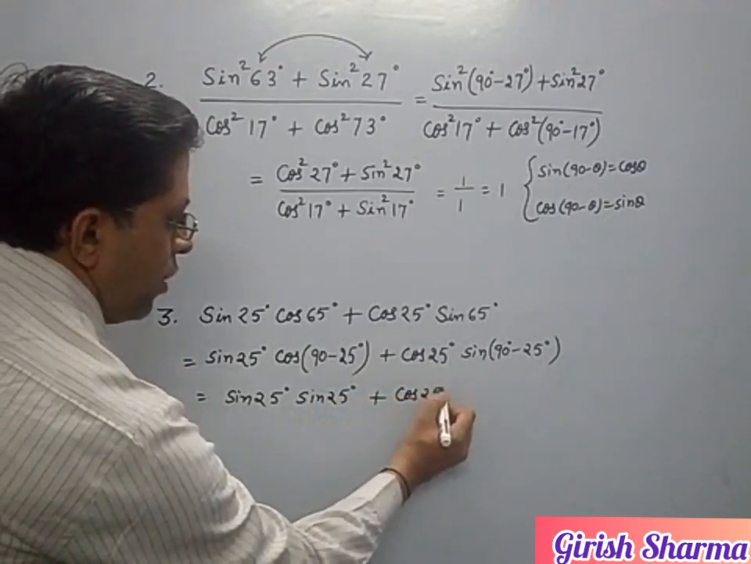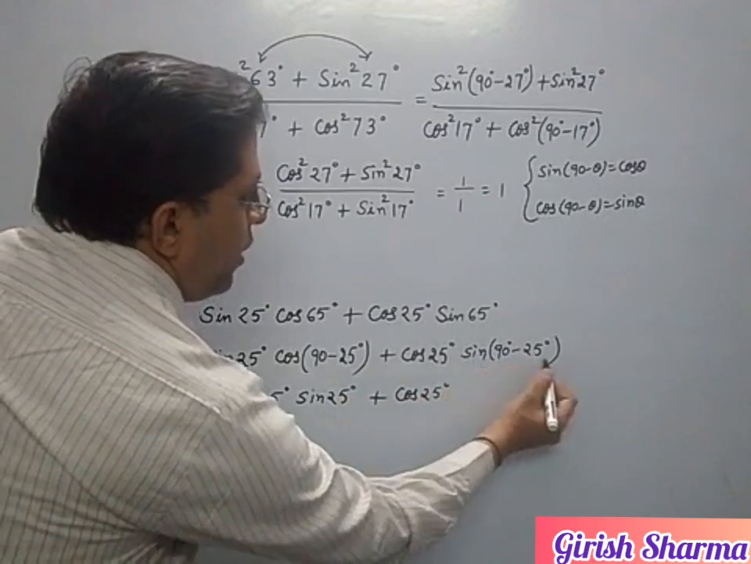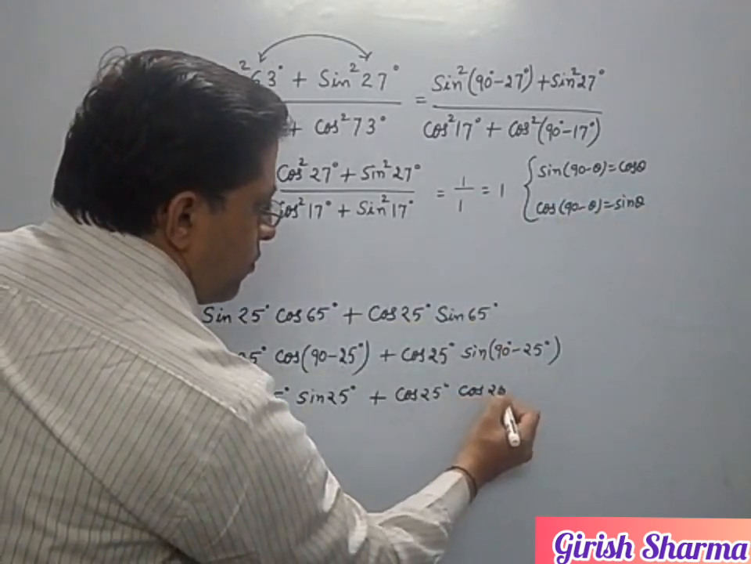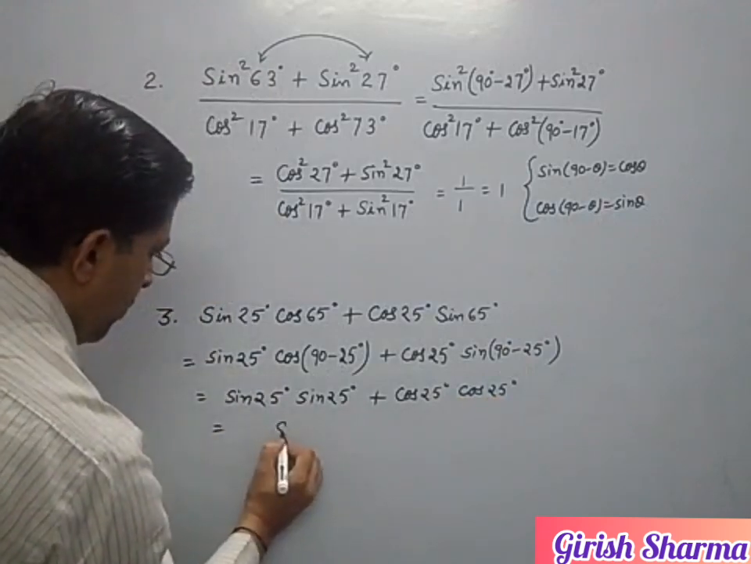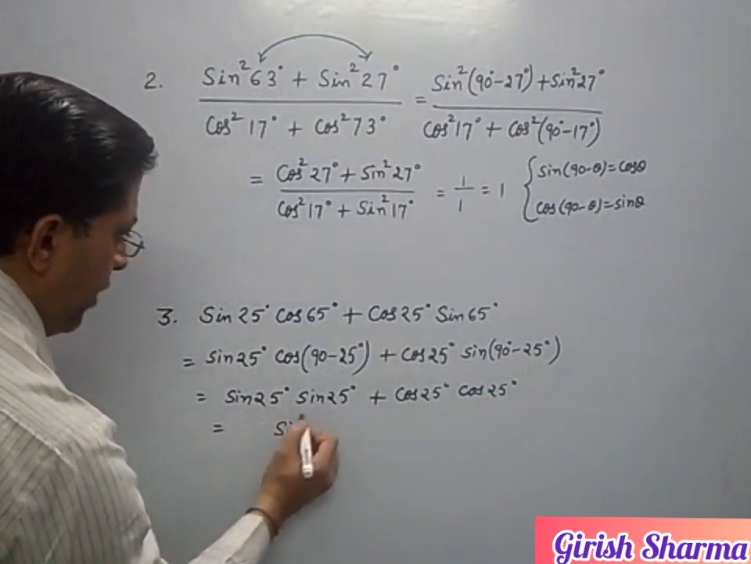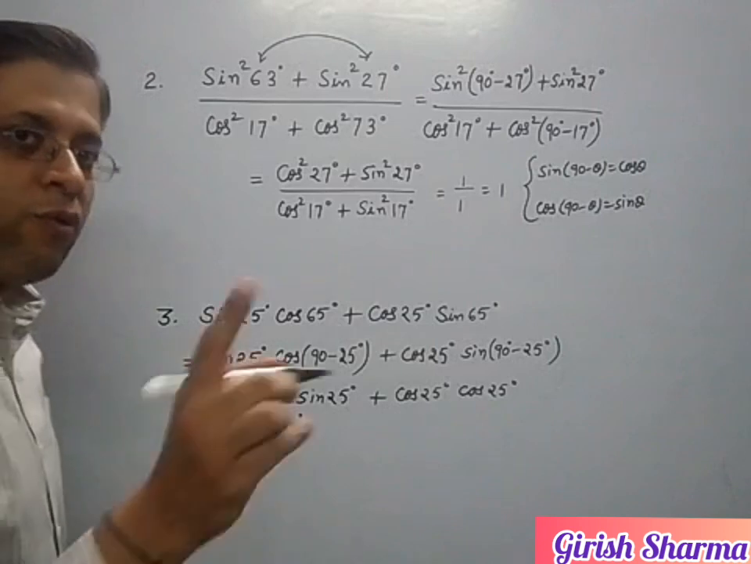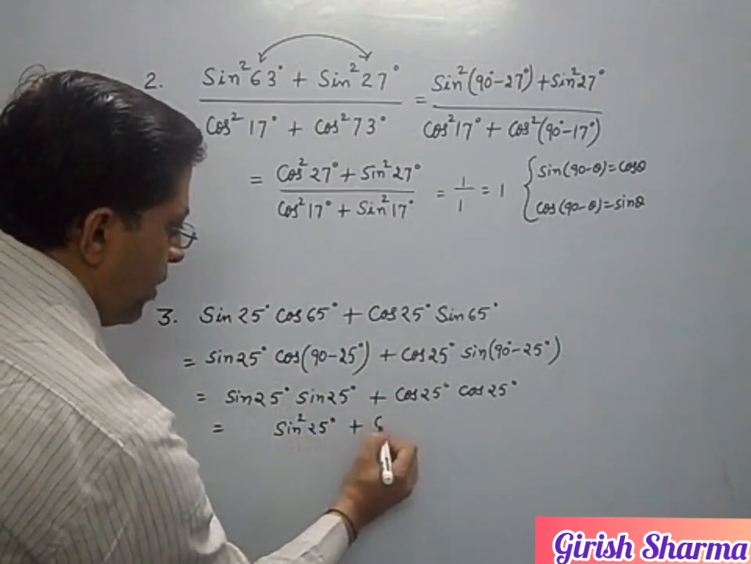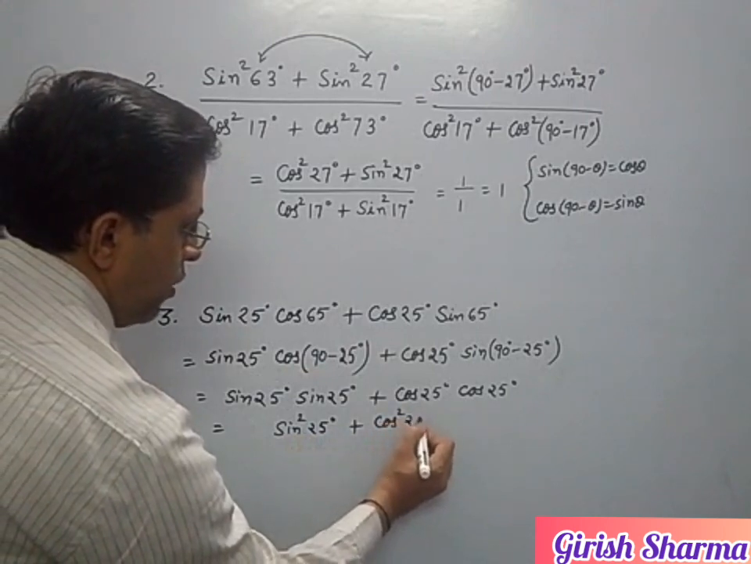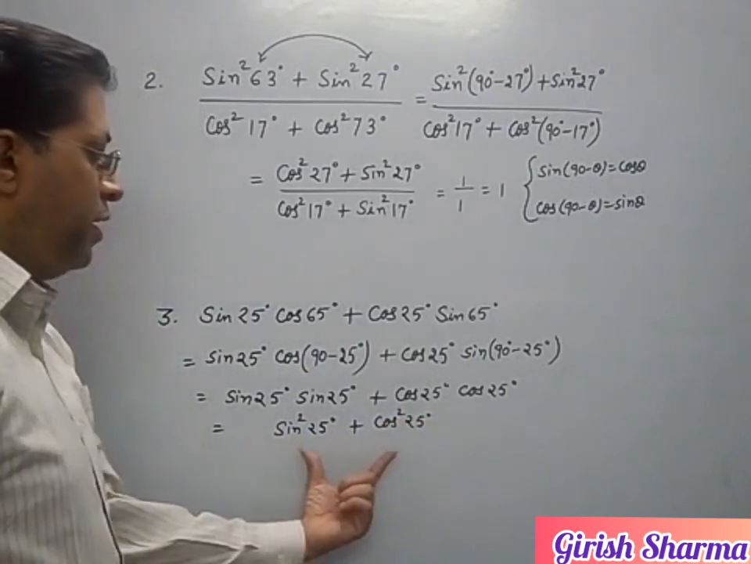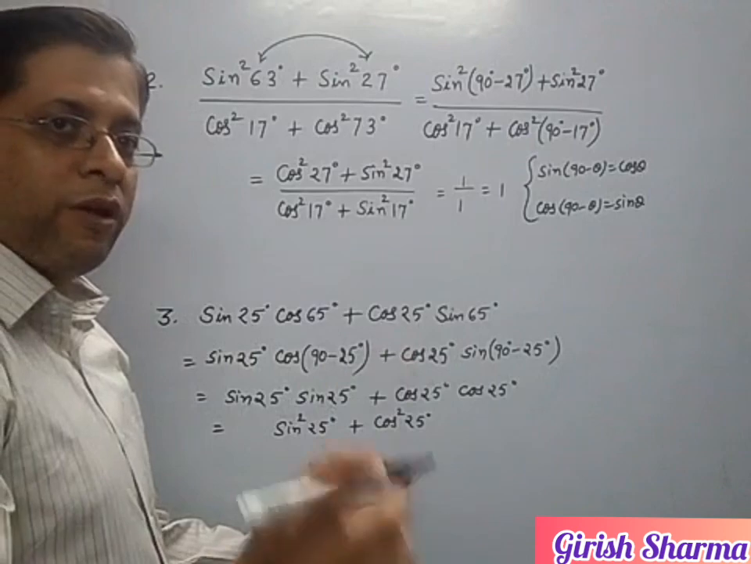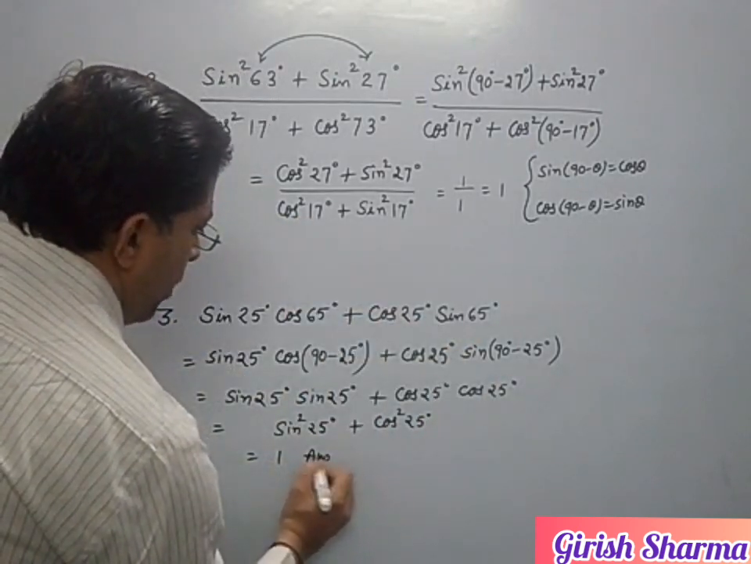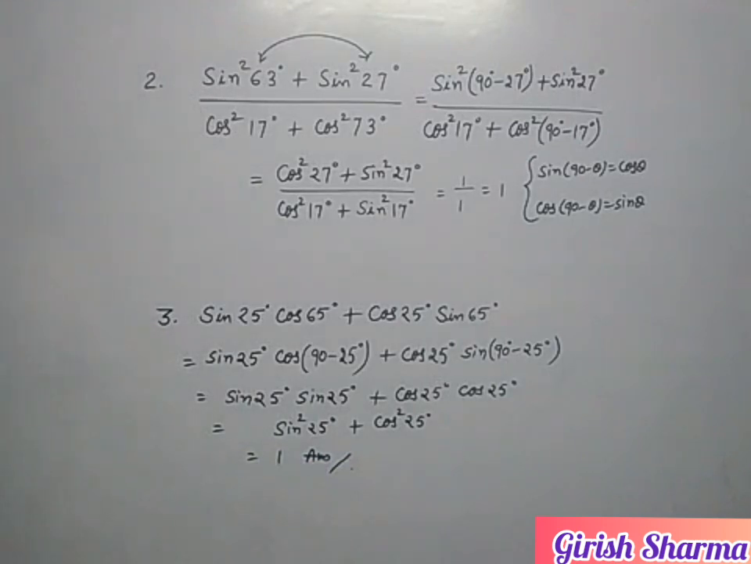Cos 25 degree. Now here sin 90 minus theta is cos theta. This is 2 times, so I can write sin square 25 degree plus cos square 25 degree. What is the identity? Sin square theta plus cos square theta is always 1. The answer is your 1. Come to the next question.